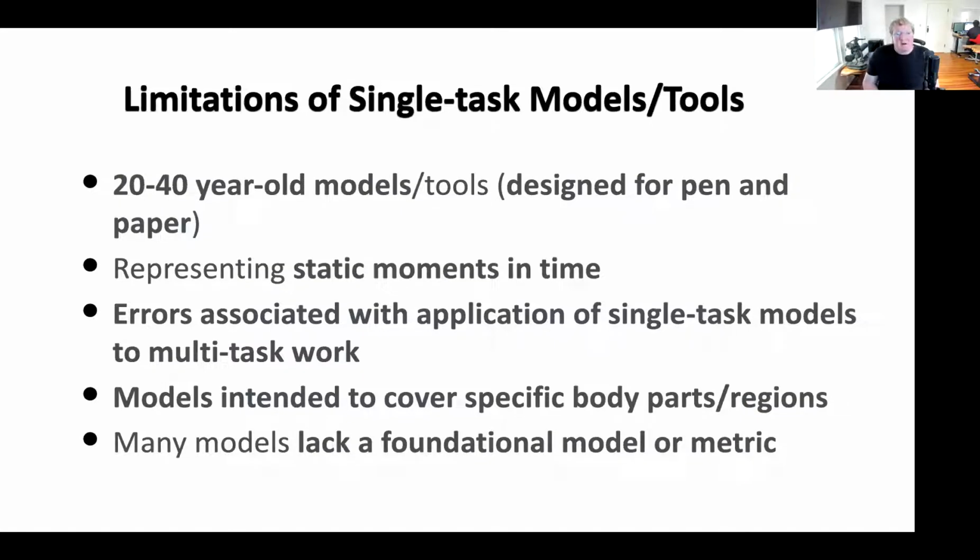Limitations of single task models. Many of these tools are 20 to 40 years old, and really they were designed for the pen and paper era. They represent static moments in time. One of the things I'm interested in is, what happens if we change our make model mix, or if we change our rotation plan? Being able to somehow assess that, be more dynamic and fluid, and predict what's going to happen, rather than if we choose that static moment in time. That's kind of where we are.